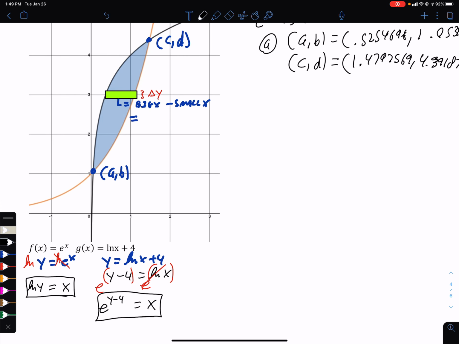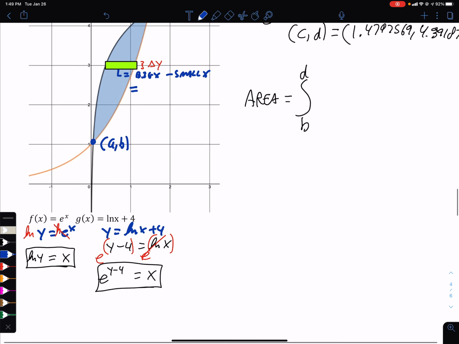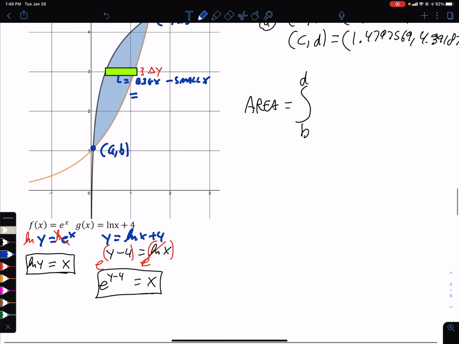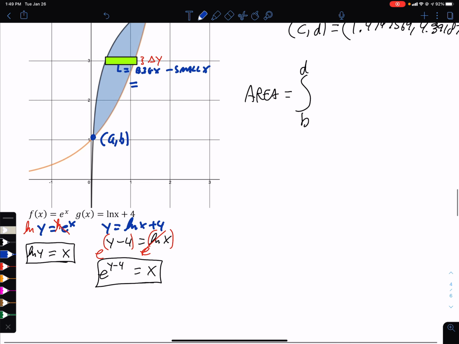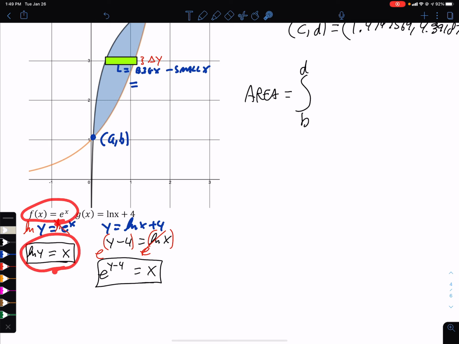Okay. And so now let's find the area. I have to add up all the rectangles, starting at the lower value b, ending at the upper value d. So that's going to be from b to d, which I have stored in my calculator. And so the gold one is my big X. I never did that, did I? The gold one is my e to the x. So that's the x version. That's going to be big X, ln y.